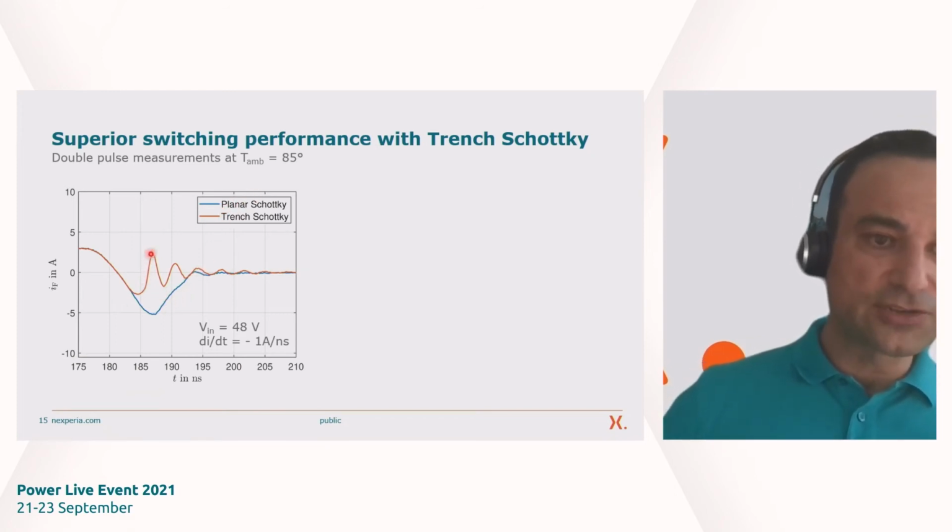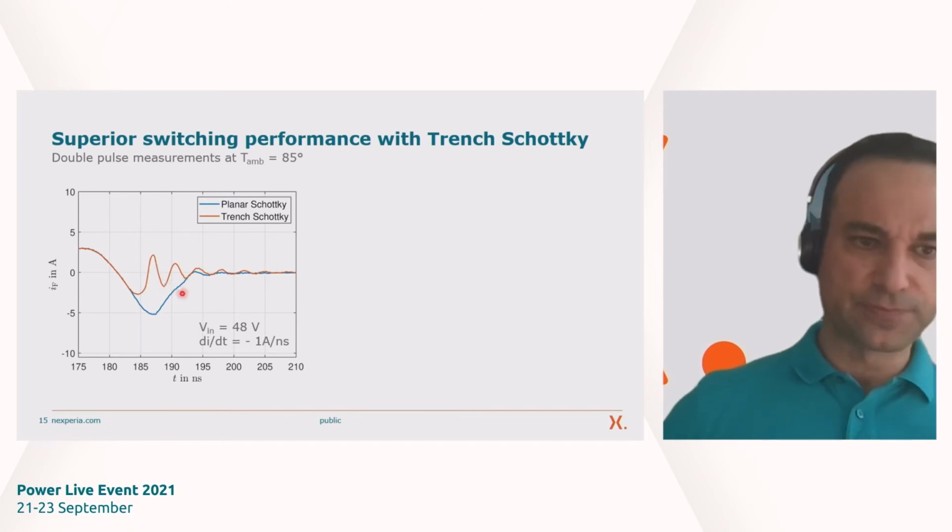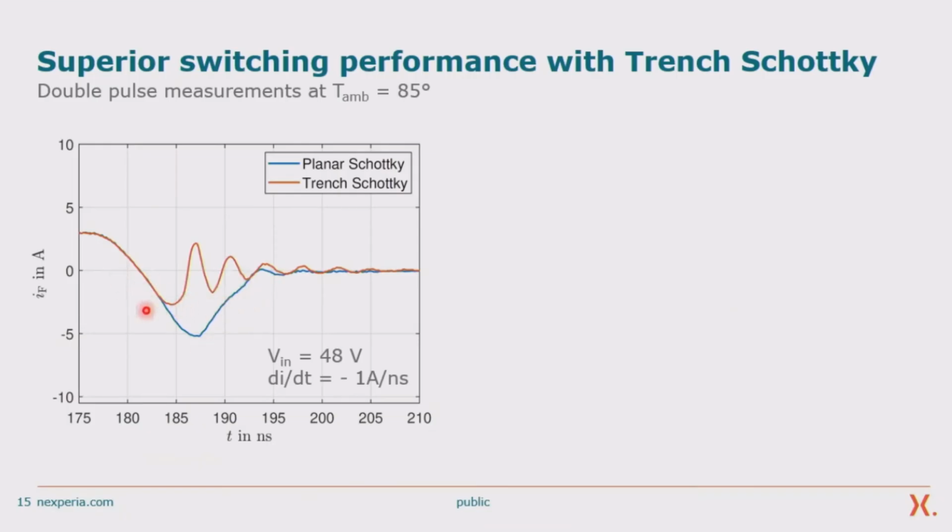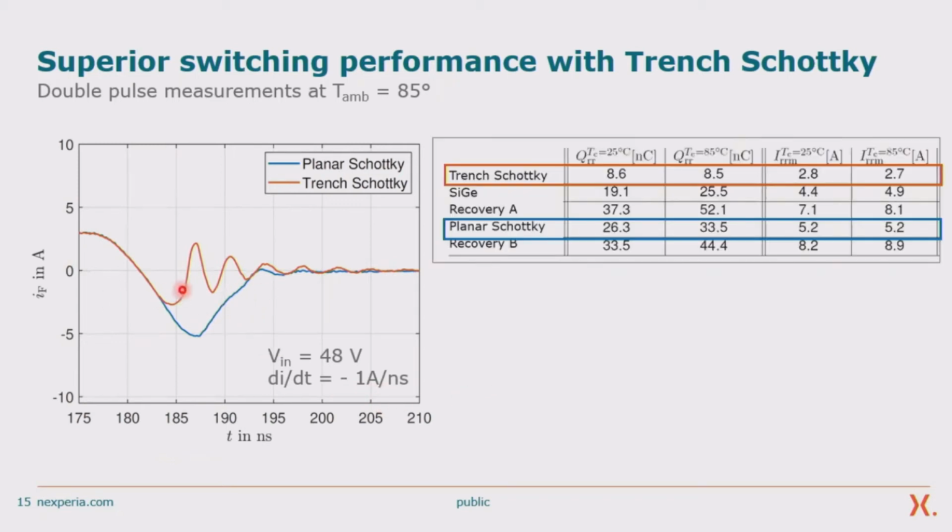The trench Schottky is shown in orange, and the planar Schottky is shown in blue. What you see here is the reverse recovery of the two diodes with a di/dt of 1 amp per nanosecond. And as you might know, the area below the zero line corresponds to the charge in the device. This corresponds to QRR. And this area is obviously much smaller for the trench Schottky compared to the planar Schottky.